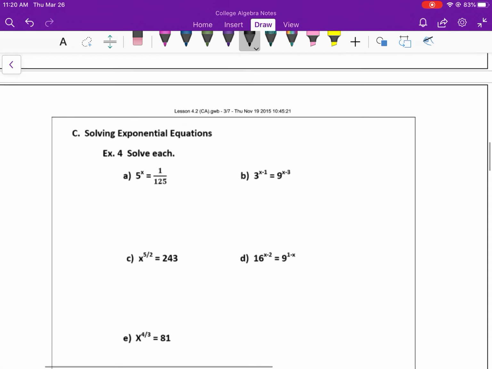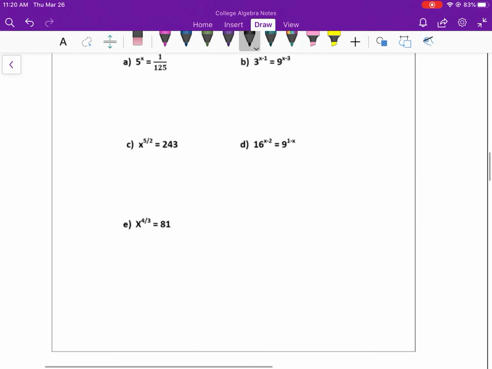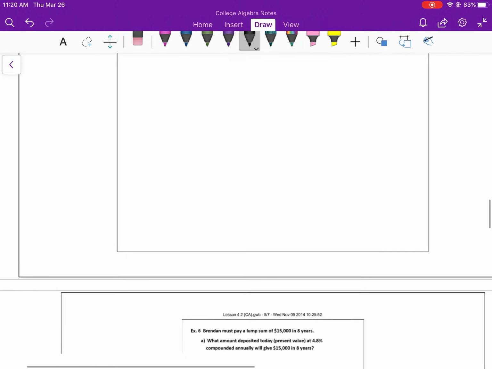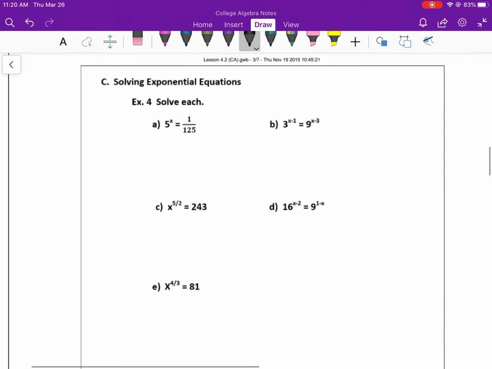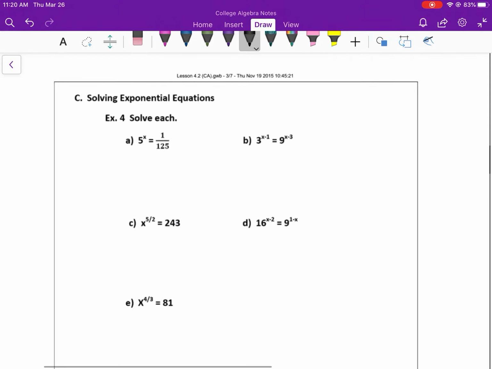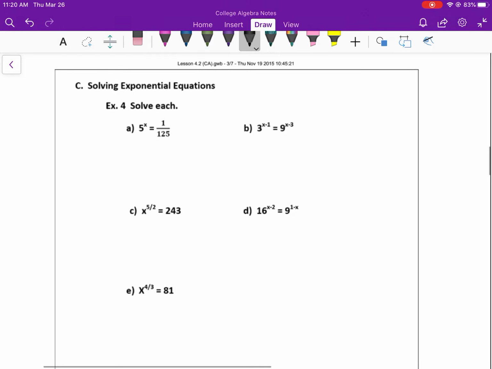All right, solving exponential equations. Let me see what else we have. We have interest problems next. Okay, we'll do the interest problems tomorrow. Let's focus the rest of today on solving these equations. All right, one of the things that you need to do here is get the same base.